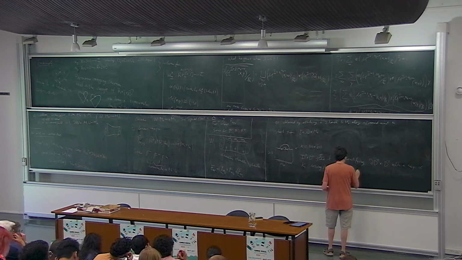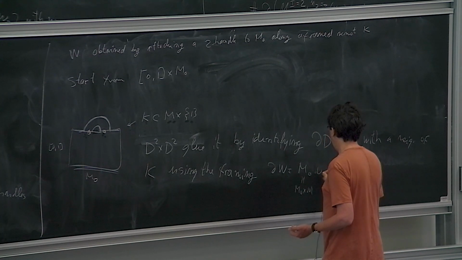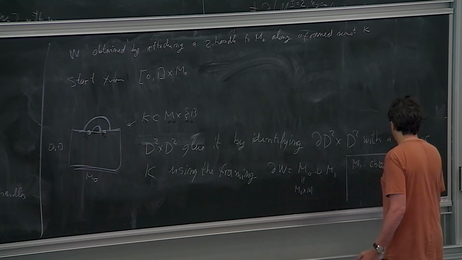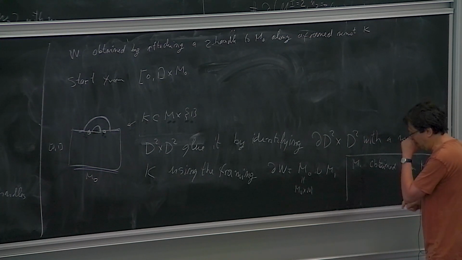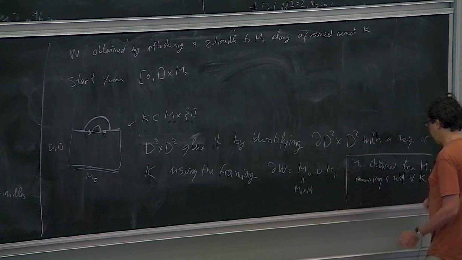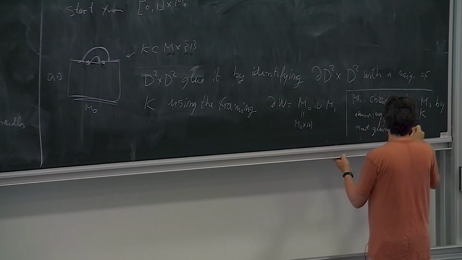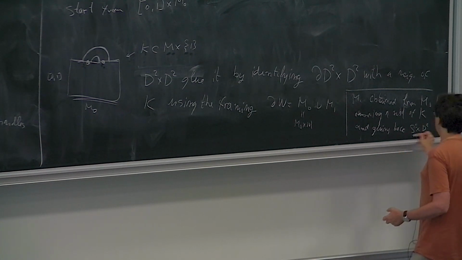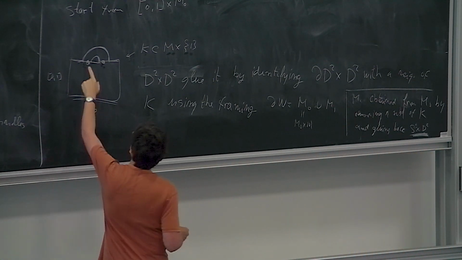So the boundary of W is equal to M0, which is identified with M0 times 0, union M1. M1 is obtained from M0 by removing a neighborhood of K and gluing back a solid torus using the framing. Using the framing means that now the meridian of this solid torus, the curve that bounds a disk, is glued to a longitude of K.